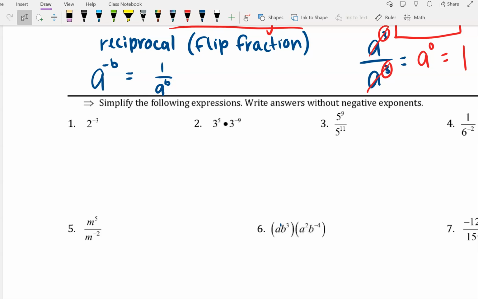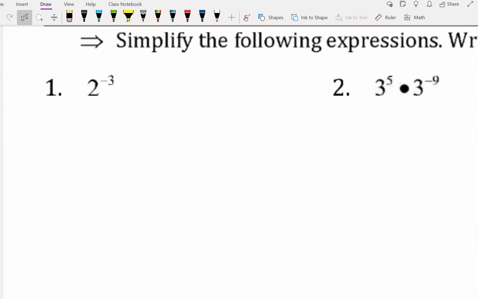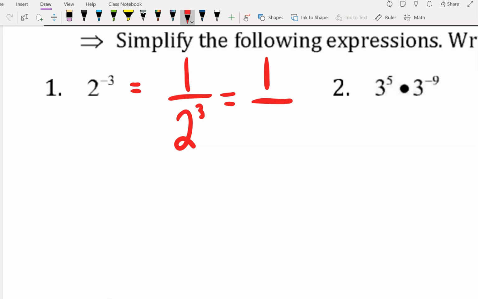All right, so we're going to practice simplifying the following expressions, writing answers without negative exponents. To simplify this one, all we need to do first is get rid of the negative exponent, and to do that, we flip the 2 to the bottom of a fraction. The exponent stays 3, but the negative is gone. If there's nothing on the top of the fraction, we just put a 1. Then we simplify. 1 just stays 1, and then we can do 2 to the 3rd power. 2 times 2 is 4, times 2 is 8. And that's our final answer.